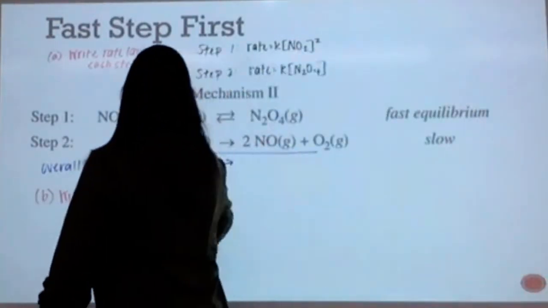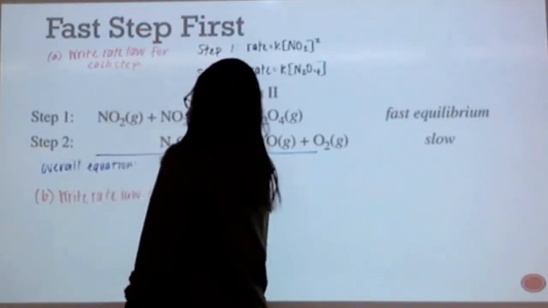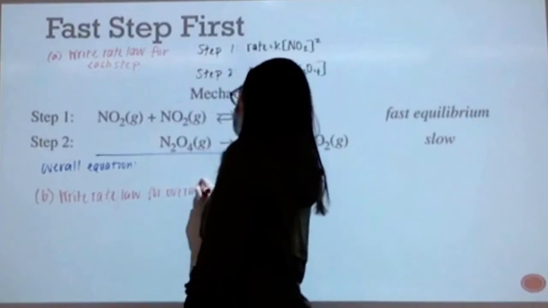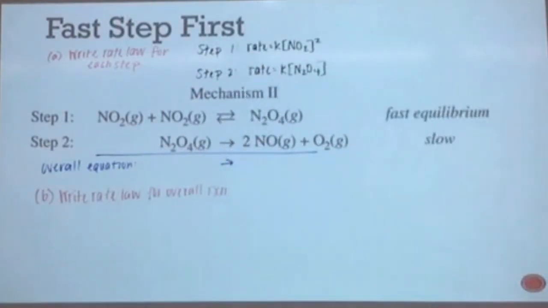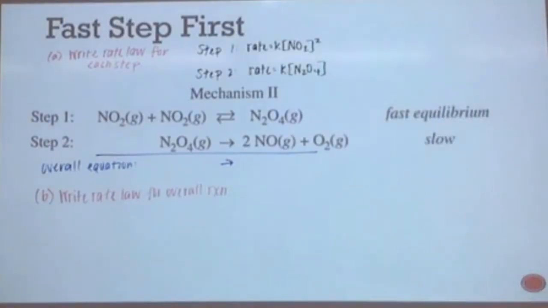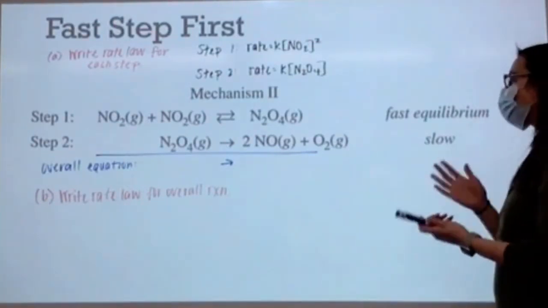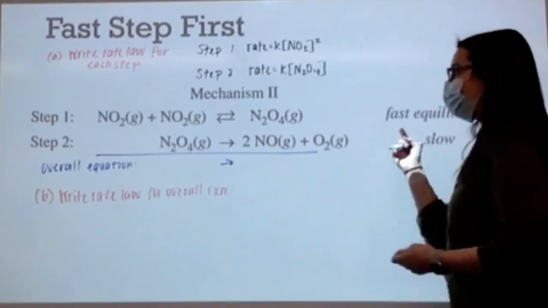Rate law, not law. Rate law for the overall reaction. So write the rate law for the overall reaction, or write the overall rate law. That is when we have to look at the slow step. The slow step in a mechanism is the rate determining step. And so if we look at the slow step, the rate determining step, that is step 2.